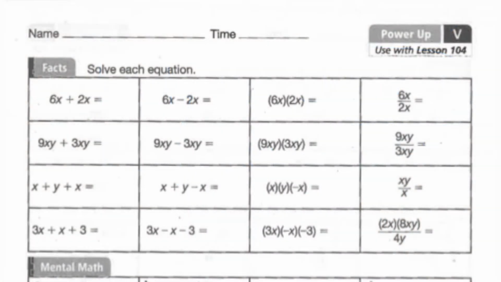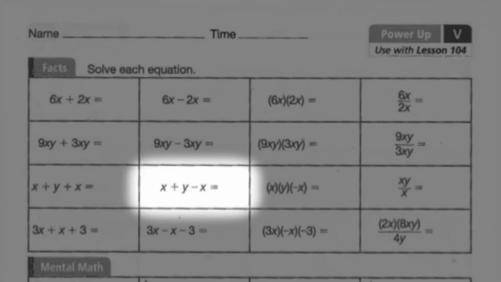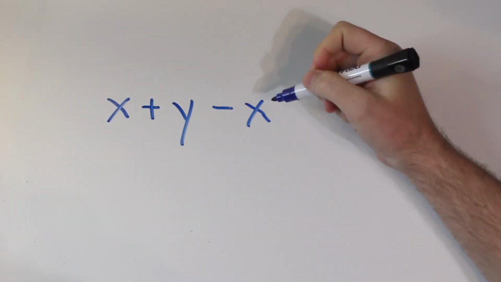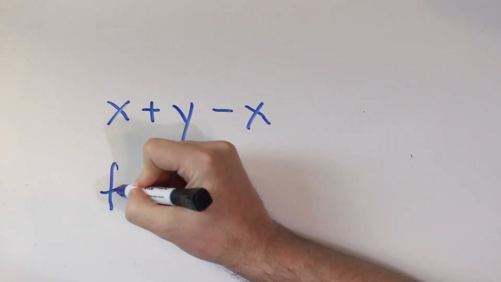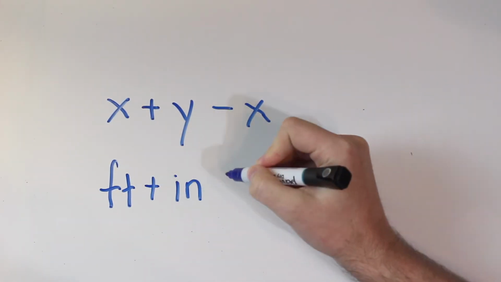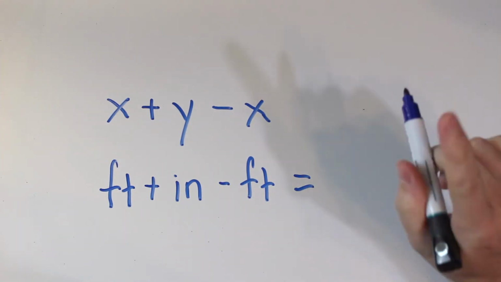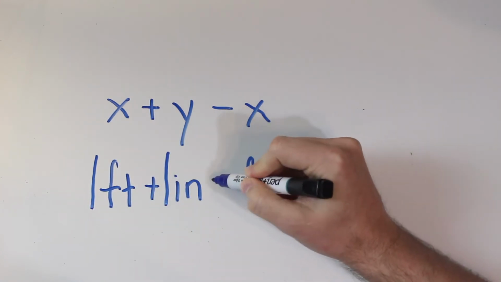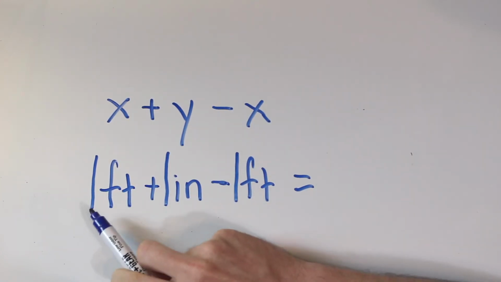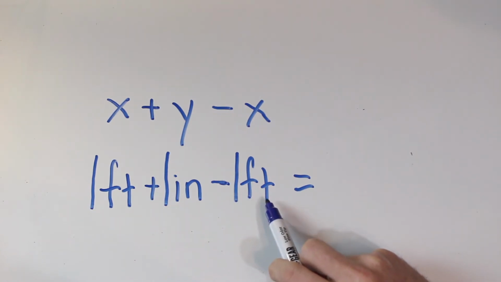Our next problem is similar, but has subtraction in it. x plus y minus x. Once again, let's imagine this problem with feet and inches. A foot plus an inch minus a foot would be what? Well, let's put in our implied ones. This problem wouldn't change if we said 1 foot plus 1 inch minus 1 foot.